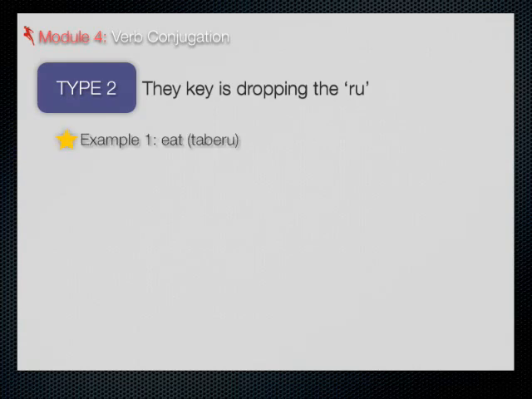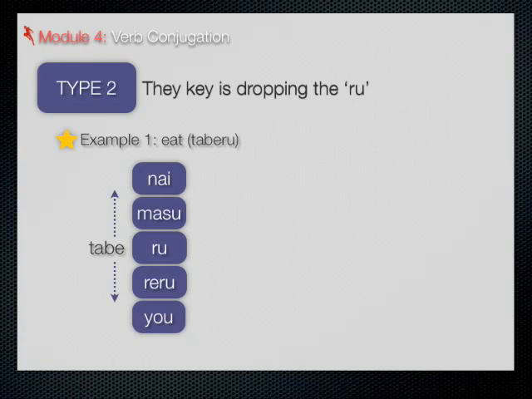So let's look at the example to eat, taberu. So we have taberu, right, where ru is the last letter. So if we drop the ru and add masu, it is formal. So tabemasu. If we drop the ru and add nai, it becomes the negative form, tabenai. If we go down and drop the ru and make it reru, then we have the capability form, tabereru. And the last one is if we drop the ru and add yo, then we have tabeyo, which is the volitional form or the let's form.